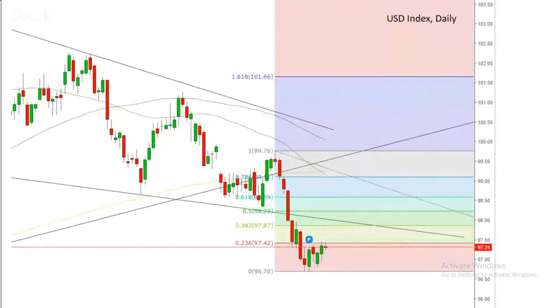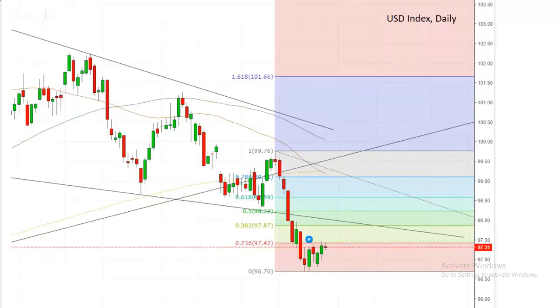If we look at the US dollar index, we can see that the decline of this asset has paused for some time. The lowest point which the US dollar index reached was at 96.70. Then the currency index managed to stabilize a bit and is trading in the area between 96.70 on the downside and 97.50 on the upside.